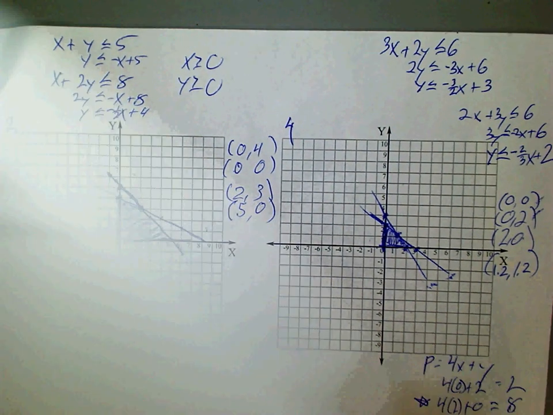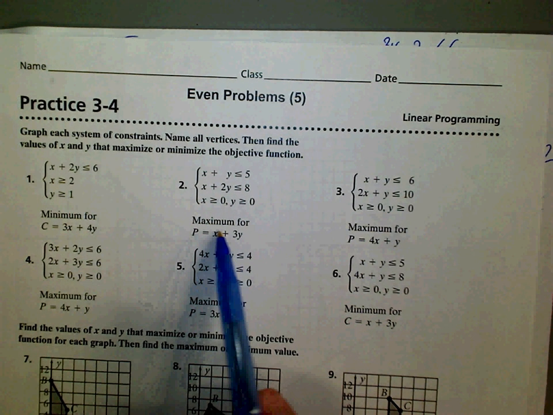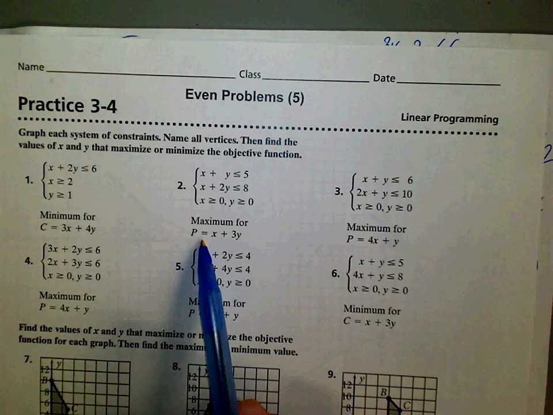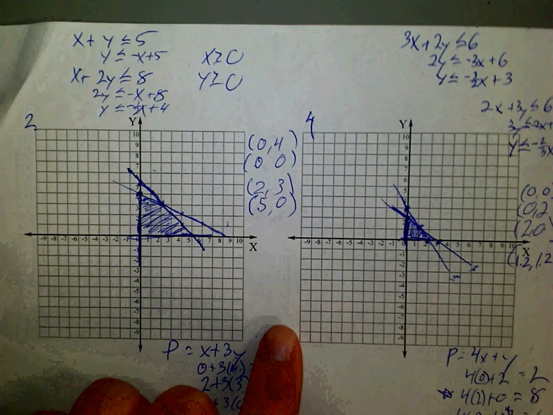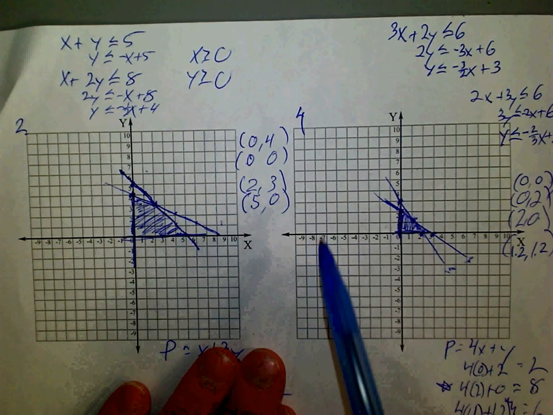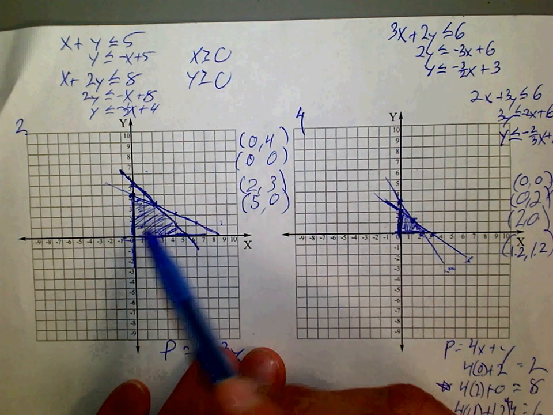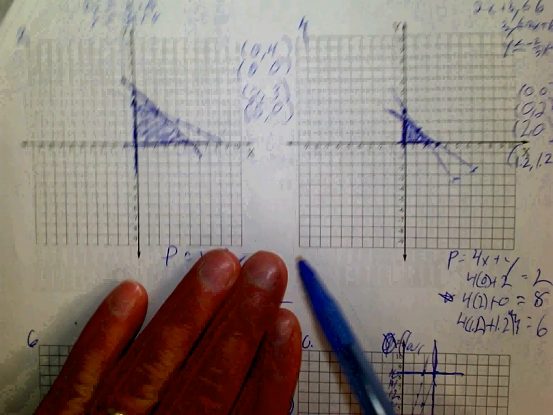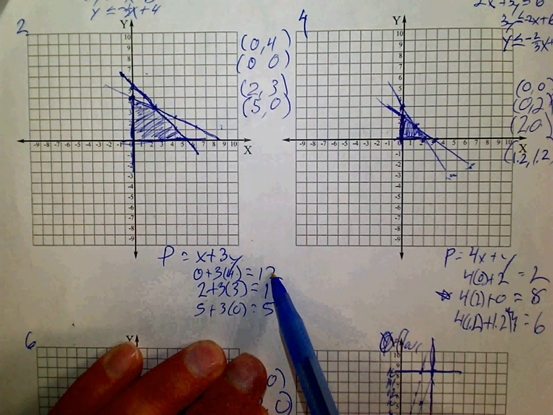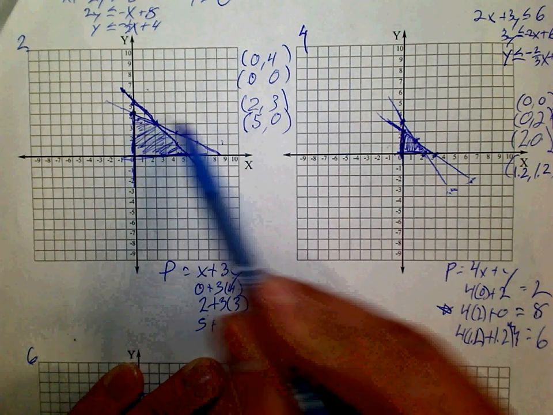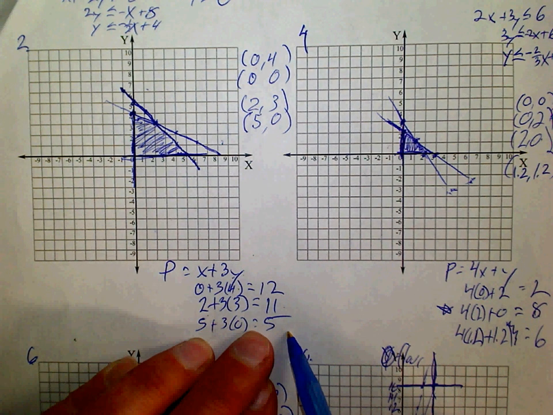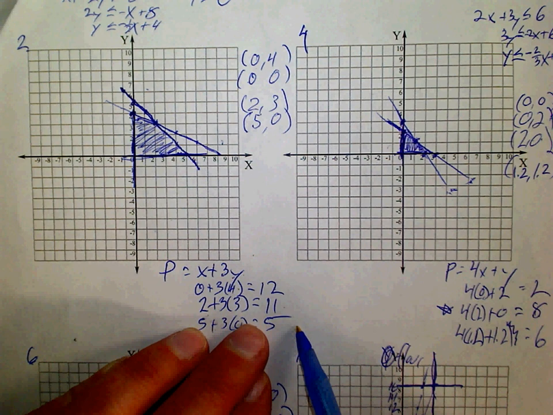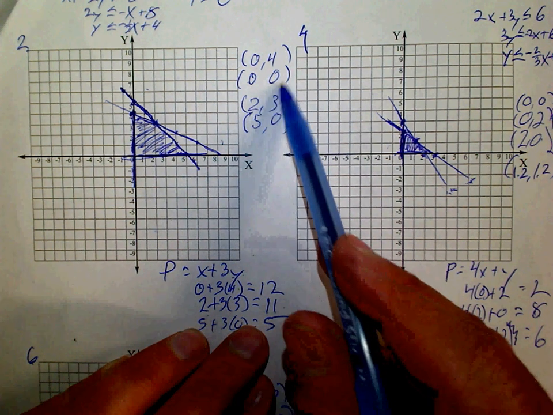Okay, checking work for 3-4, doing the even problems. Number 2, we were looking to maximize P for profit. Where did you find your profit maximized on number 2? Anybody tell me? Which vertex? 0, 4? And 0, 4 does give you 12. 2, 3 is close. It gives you 11. 5, 0 gives you 5. 0, 0 will give you nothing.